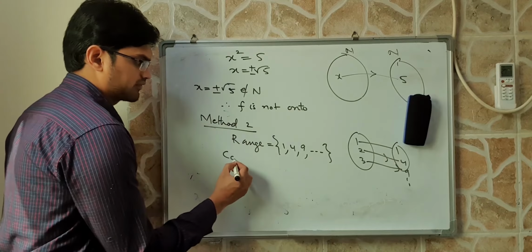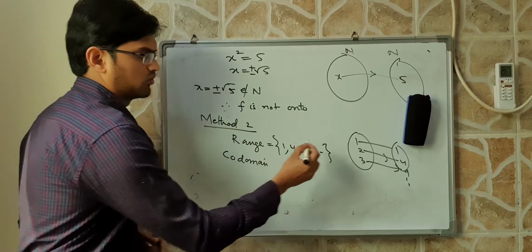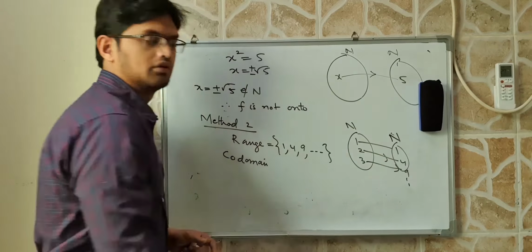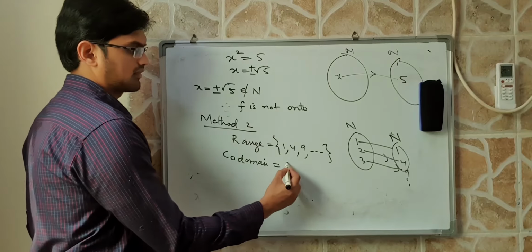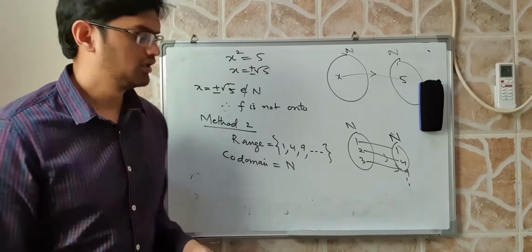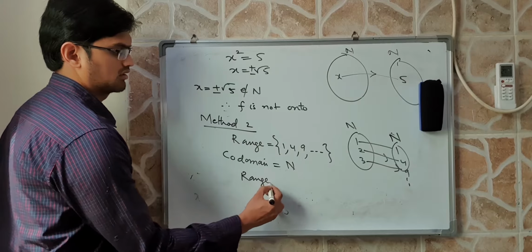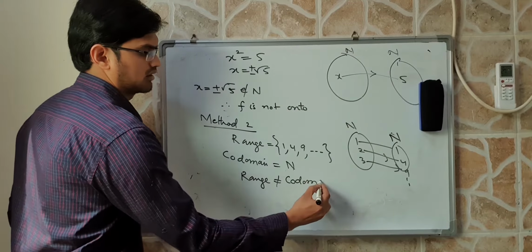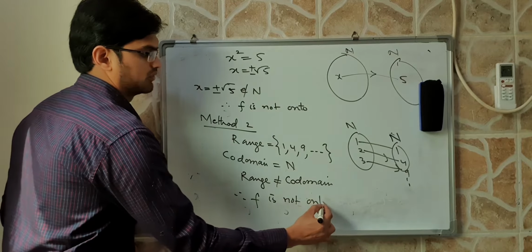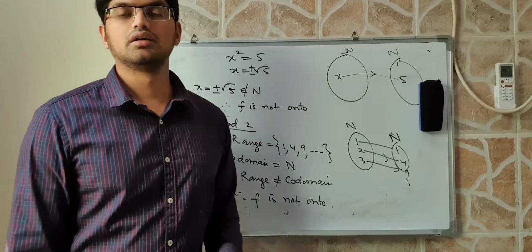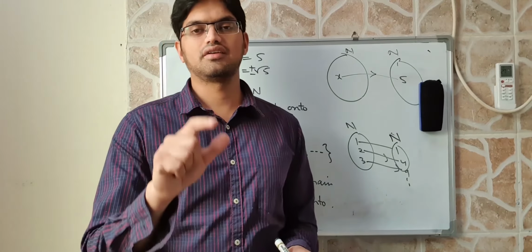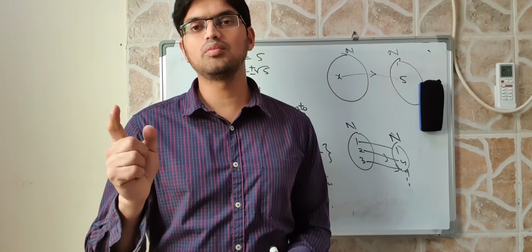What is the codomain? The codomain, which is the second set, is the natural numbers. Do you think they are same? Obviously no. So range is not equal to codomain. Therefore, f is not onto. Okay, good. Now we learned this when the domain and codomain were natural numbers.